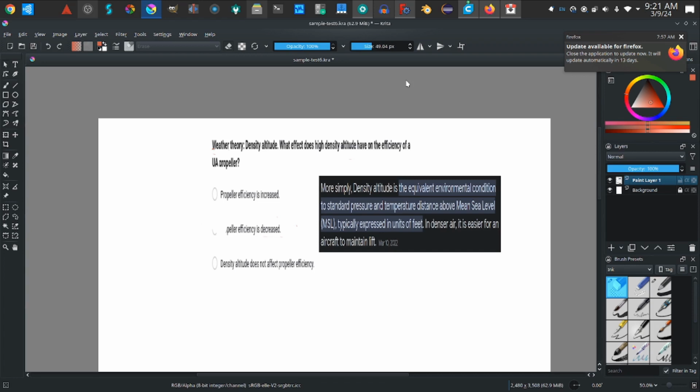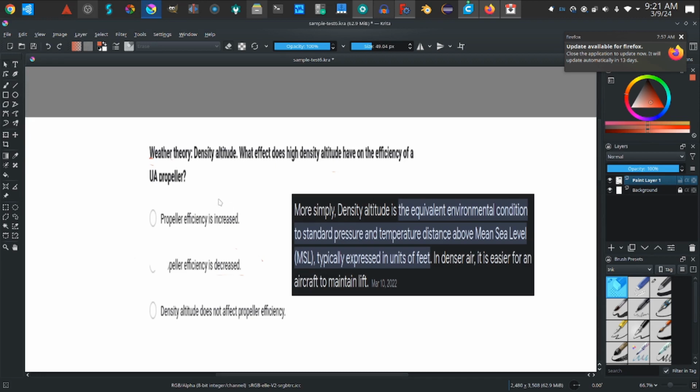Alright, so let's start. Let me see if I can zoom in a little bit more so you can see this better. If you can't see it, okay, that's good. Weather theory. This is the part of the test that gave me the most trouble, because I'm not a meteorologist. I'm not a weather person. I don't have a degree in weather, so it gave me trouble understanding all that weather stuff. Okay, so weather theory. Density altitude. This is important right here.